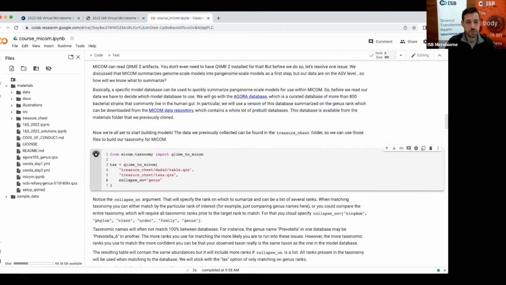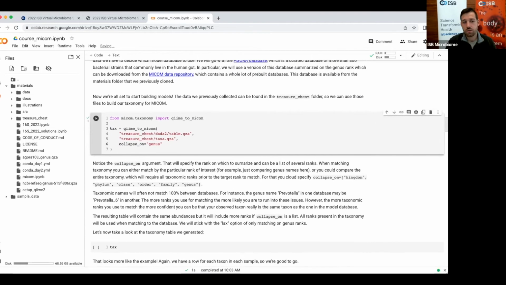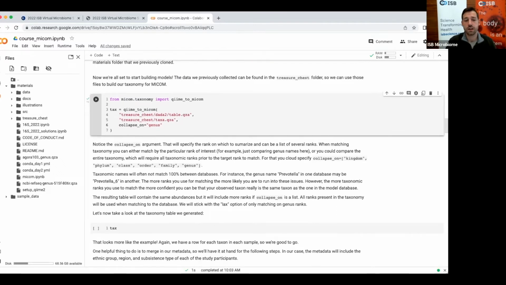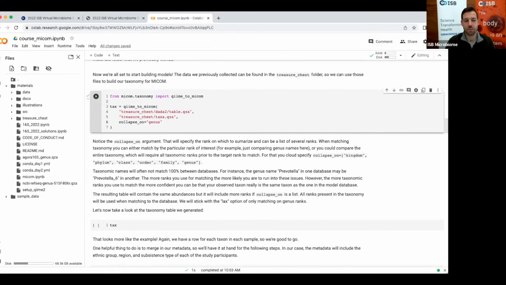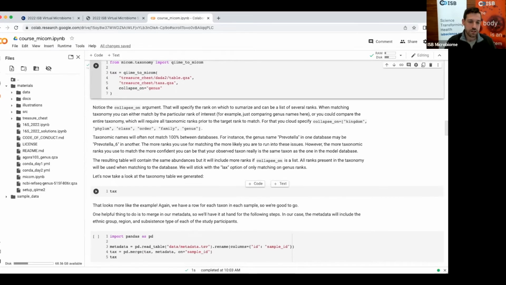So we'll run this and this will go pretty quickly. And again, we only had to specify the genus level since that's the level that we're building our models for. Great, so we can now take a look at the output from our Chime to Mycom function and take a look at the taxonomy table that was generated.